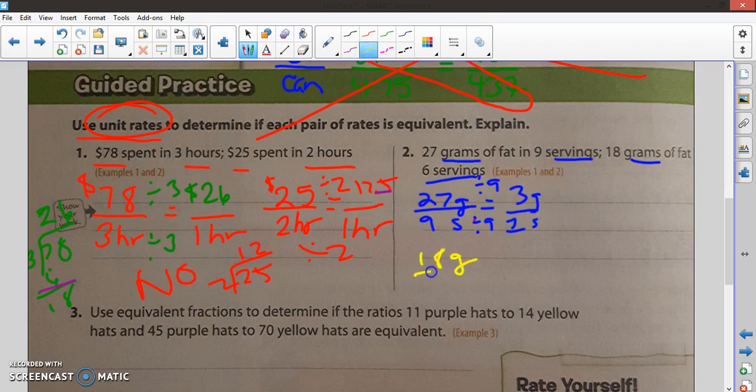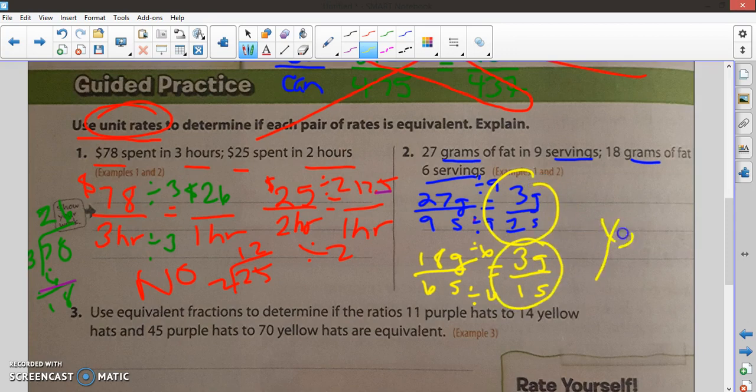18 grams over 6 servings. We gotta find 1 serving. We're gonna divide by 6. 18 divided by 6 is 3 grams. So yes, they are equal.